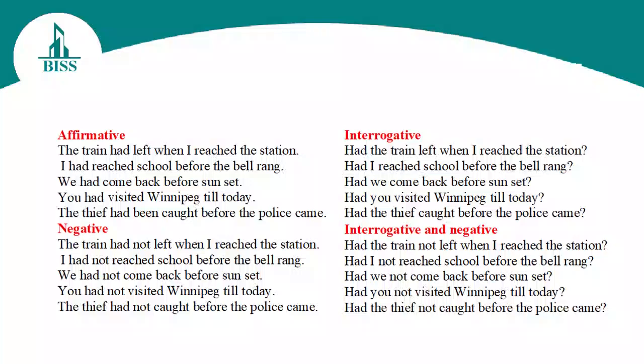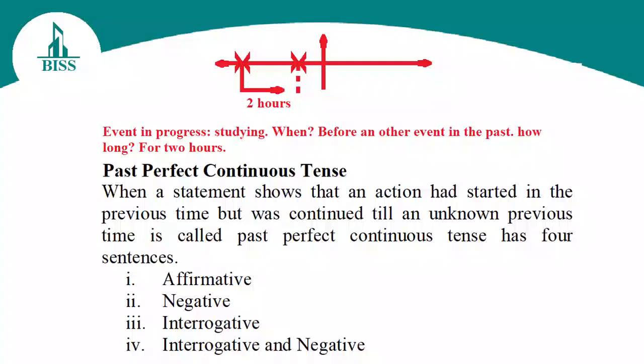Interrogative and negative. Had the train not left when I reached the station? Had I not reached school before the bell rang? Had we not come back before sunset? Had you not visited Winnipeg till today? Had the thief not caught before the police came? Past perfect continuous tense.